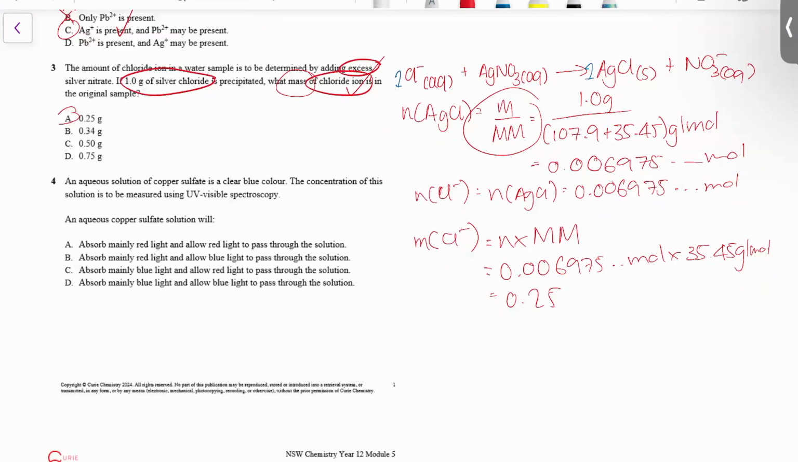Question 4, an aqueous solution of copper sulfate is a clear blue color. They don't really have to tell you that. You know the flame color, the solution color is the same, so it could have been omitted. The concentration of this solution is to be measured using UV visible spectroscopy. An aqueous copper sulfate solution will, if it is a blue color, when we did this in module 8, is it letting blue light pass through or the opposite color light pass through? Pass through.